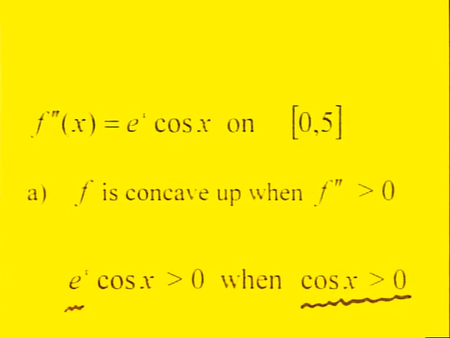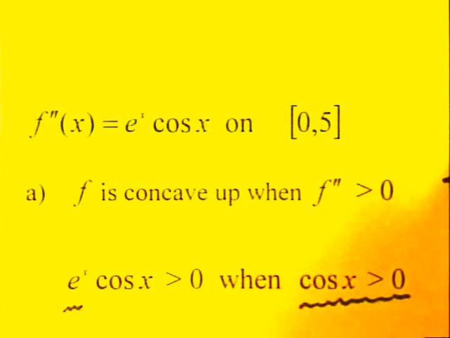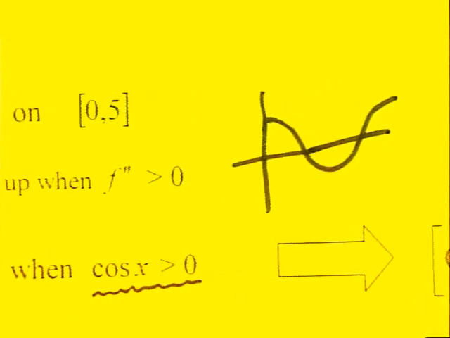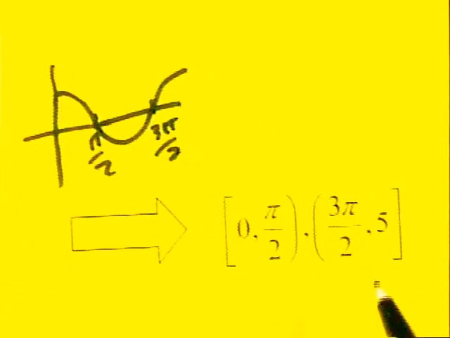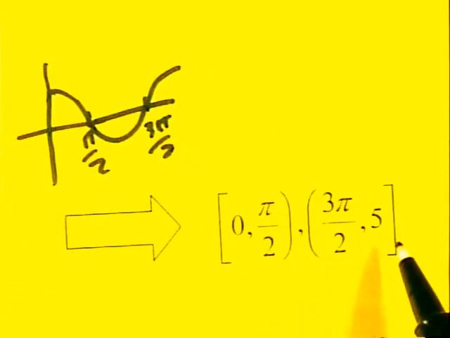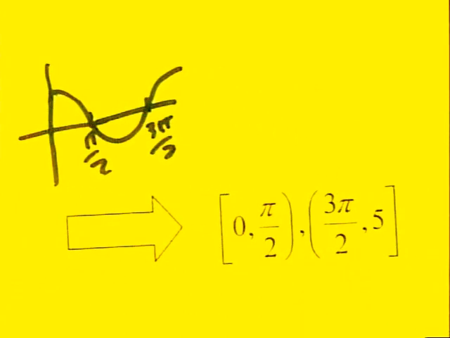And cosine, if you could visualize the graph of cosine, did you have Miss Haynes or Miss Awful for pre-cal? Miss Awful. Okay, so you could thank her for being able to visualize the graph of cosine. It looks like this. And you know that cosine is positive from 0 to pi over 2 and from 3 pi over 2 to 5, if you didn't have a calculator.